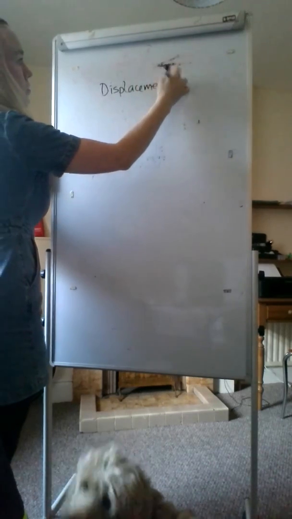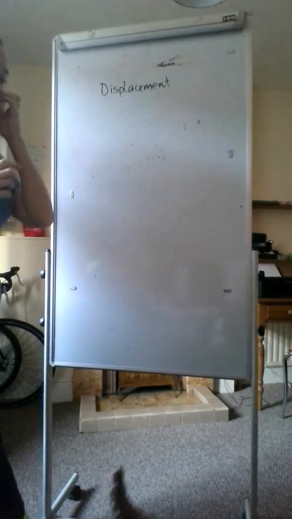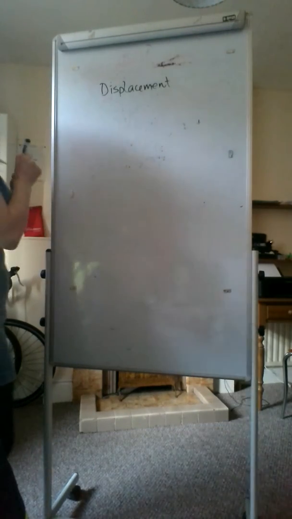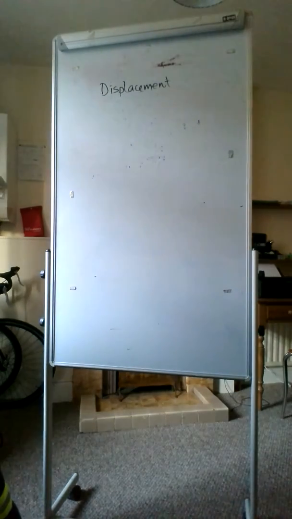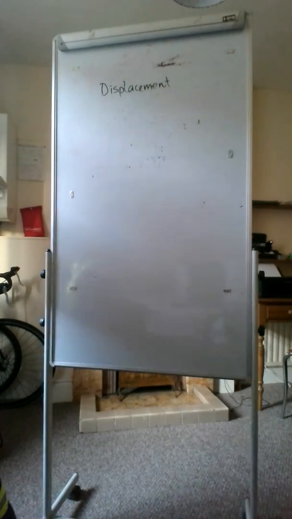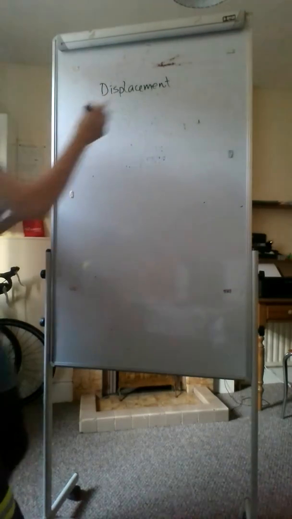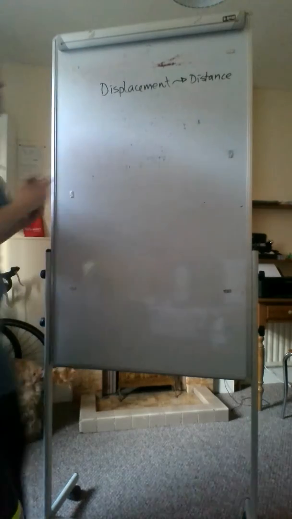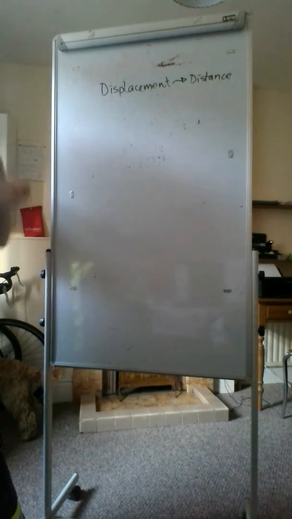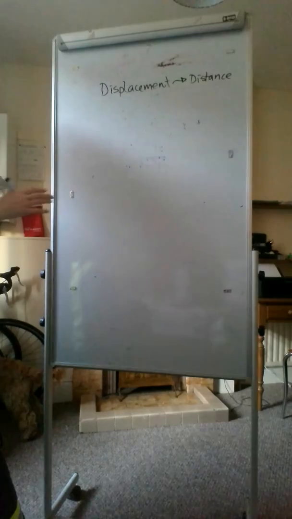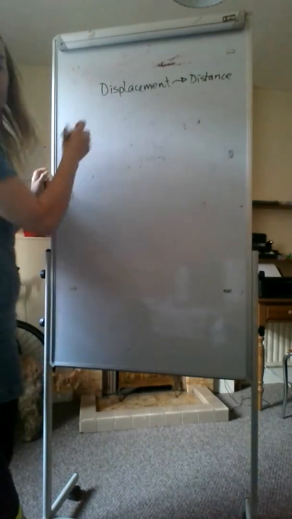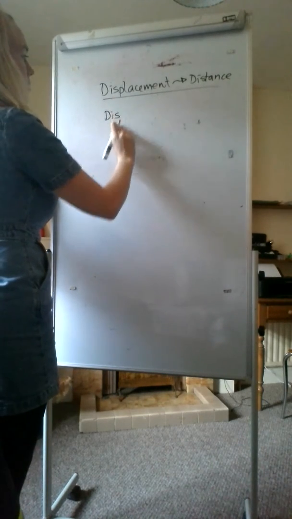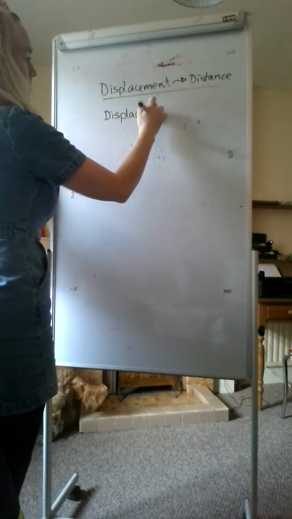Now, some of you who do physics will know a lot more about this than me. Basically, displacement is the action of something moving, okay? And the easiest way I think of it is like a distance to get from one point to another. I'll call it displacement, but if you want to think of it as distance, that might be easier.